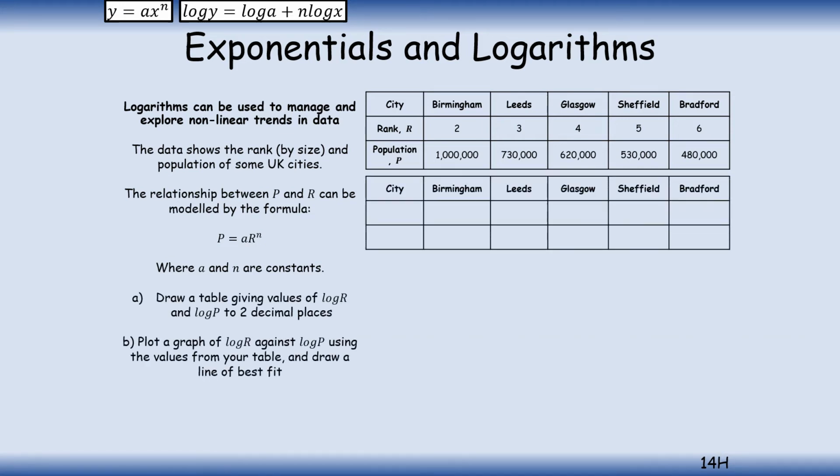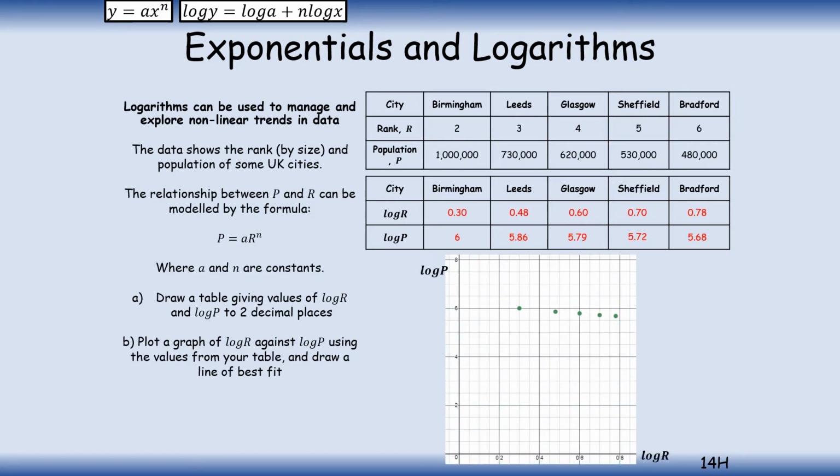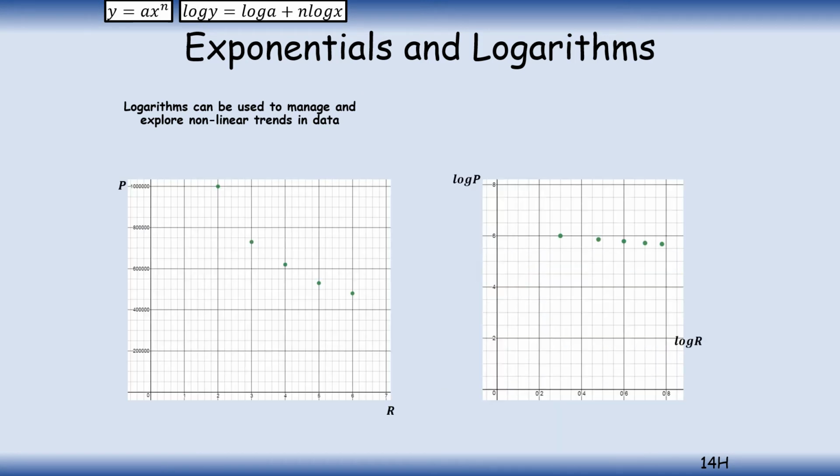So once we complete the table, we get these values, and this is just coming from typing log 2 on the calculator, log 3 on the calculator, and so on. So now what we're going to do is plot the graph. This was the nonlinear relationship when we had the scale P against R. Now we've got log P and log R. So what we need to do is plot the graph with log R here and log P there.